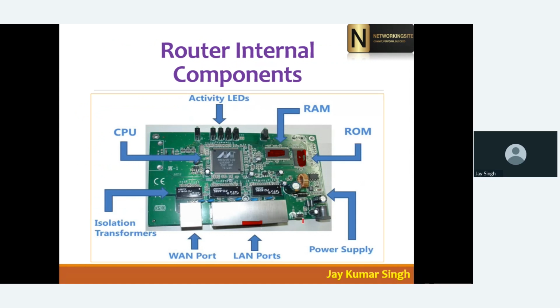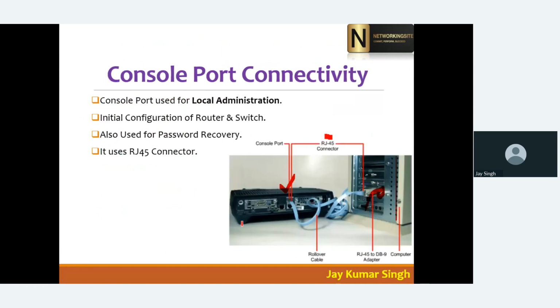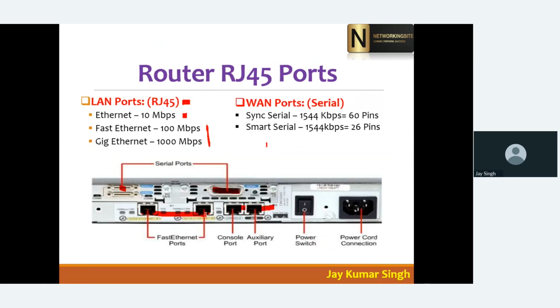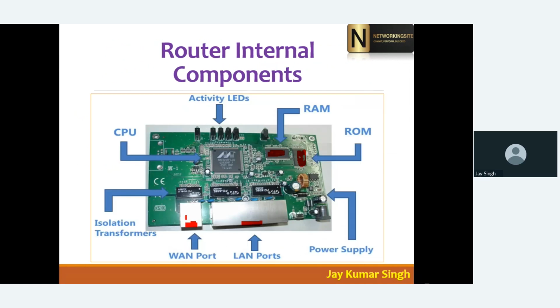So here is the LAN port, then power supply. WAN port means, this is the serial, this is the LAN port, what we were talking about. And then these are some kind of isolation transformers, converting the AC to DC. So this is just information.